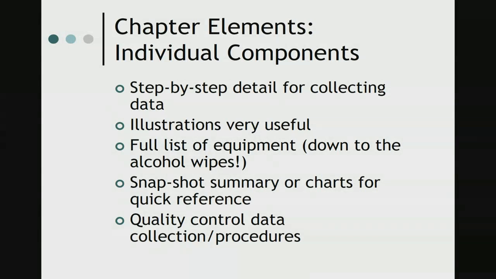You want to have a full list of the equipment that you need, down to the alcohol wipes. That means if you're using a probe to do an ankle brachial index, for instance, you want to have the wipes that you use to clean off the probe so that when you use it on the next person, it's clean. So have the full list of equipment and supplies that are needed to accomplish this task. You don't want anybody making it up because they think that something needs to be there.